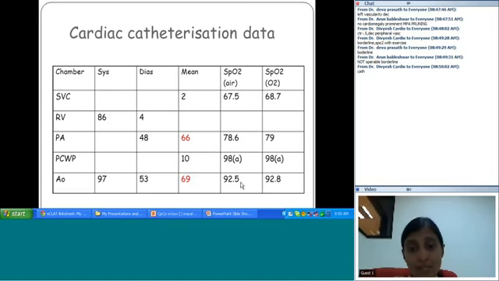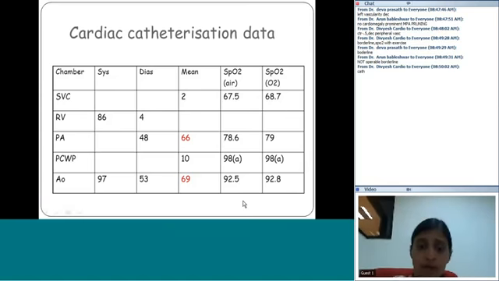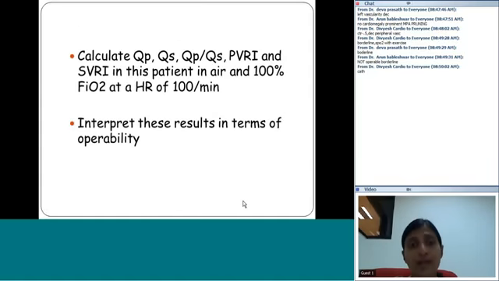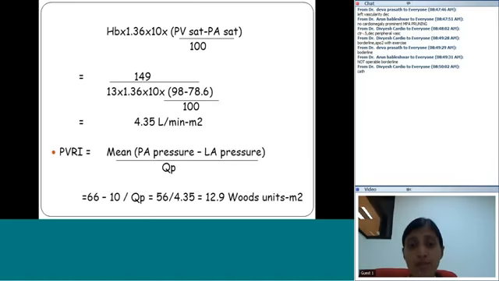If we then go on to calculate QpQs, PVRI and SVRI, we can do it in air and in 100% oxygen. Remember that it has to be done at a particular heart rate. We assume that the heart rate of this patient was 100 during the procedure. I think it's a good exercise to take these numbers and crunch them yourself, but I've worked out the Qp and PVRI calculations here just to illustrate how it should be done.